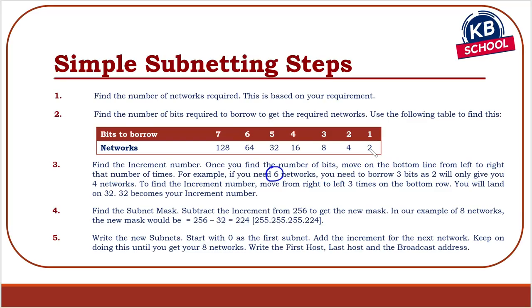So 2, not enough. 4, not enough. 8, good enough. So I need to borrow how many bits? 3 bits. So in my simple subnetting steps, the first step, figure out the number of networks that are required. Step 2, figure out the number of bits to borrow based on this table that I have, my easy, simple subnetting table.